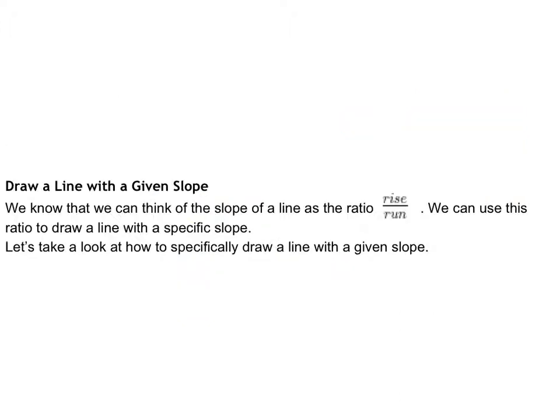Next, we're going to draw a line with a given slope. We know that we can think of the slope of a line as a ratio of rise over run. We can use this ratio to draw a line with a specific slope. Let's take a look at how to draw that line.